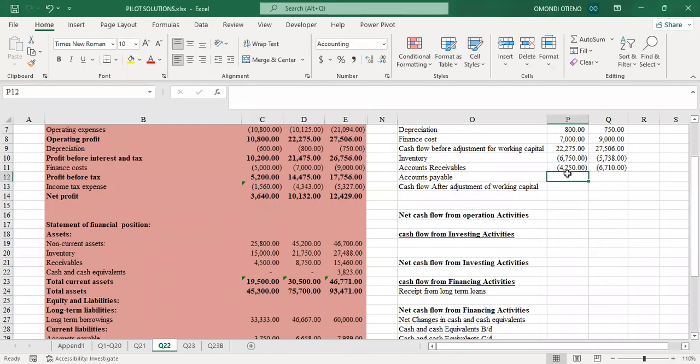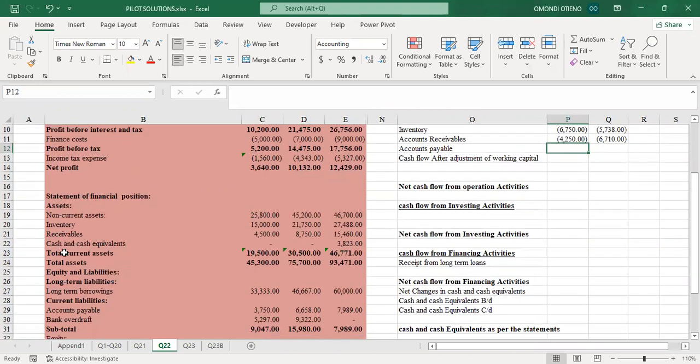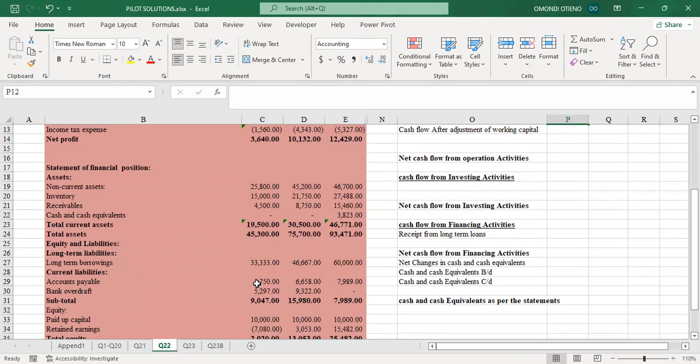Okay, so having worked on accounts receivable, let's now move to accounts payable. Under accounts payable, if accounts payable decreases, then it means we paid these creditors their money, and therefore it was cash outflow. But if accounts payable increases, then we received money from creditors. We received goods on credit, and therefore that one is cash inflow.